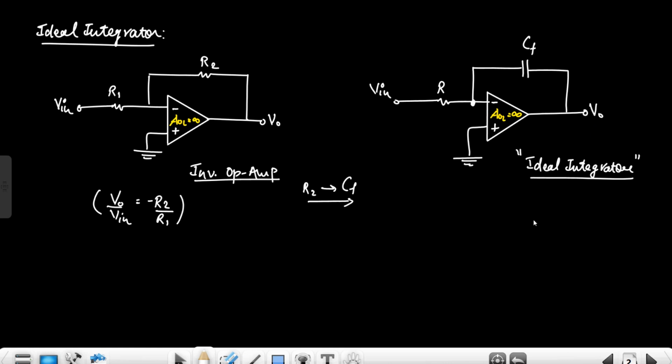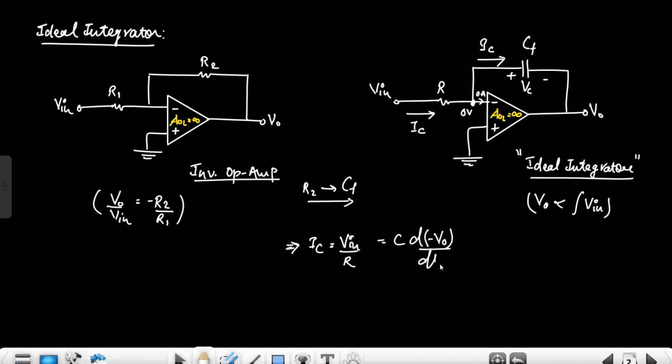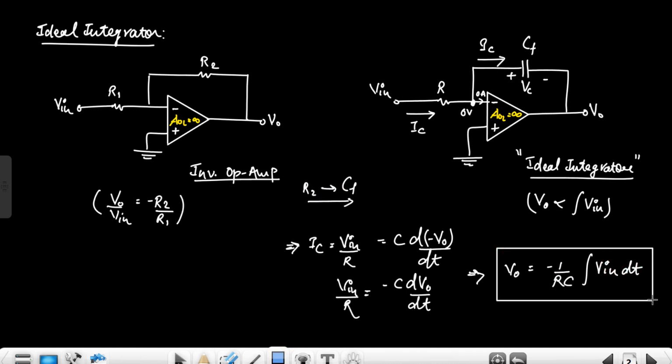So this is the ideal integrator, meaning the output V0 should be proportional to the integration of the input, right? And this op-amp is ideal, meaning the virtual ground concept is valid here. So whatever current is flowing in this resistor will be flowing in this capacitor, because here there is 0 ampere current, as the op-amp is ideal. This current is nothing but the capacitor current, IC. And what is this IC current? This IC is Vin upon R, right? And the relation between the capacitor current and capacitor voltage is C dVc by dt, and Vc in terms of V0 is minus V0, so it will be C d of minus V0 divided by dt. So Vi upon R is equal to minus C dV0 by dt. From here we can see that this output V0 is equal to minus 1 upon RC times the integration of Vi dt. So this is the output of the ideal integrator.